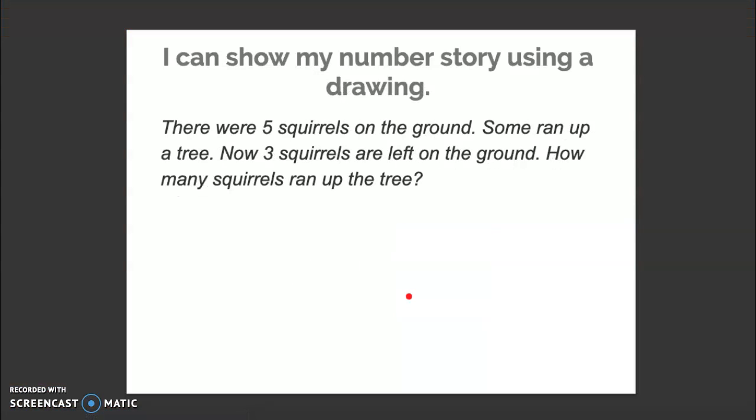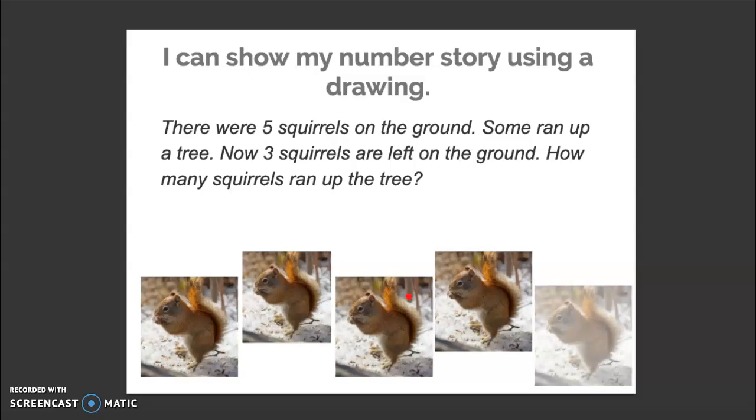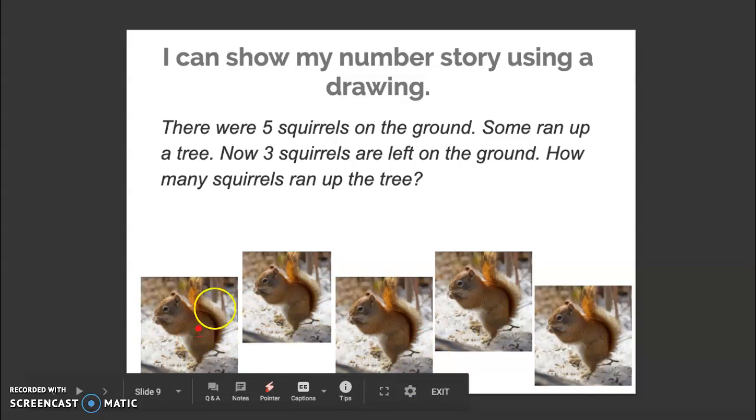Now, let's look at another one. Remember our goal of I can show my number story using a drawing. There were 5 squirrels on the ground. Some ran up a tree. Now 3 squirrels are left on the ground. How many squirrels ran up the tree? 1, 2, 3, 4, 5 squirrels this time. And you know that 3 are going to be left on the ground. Okay?